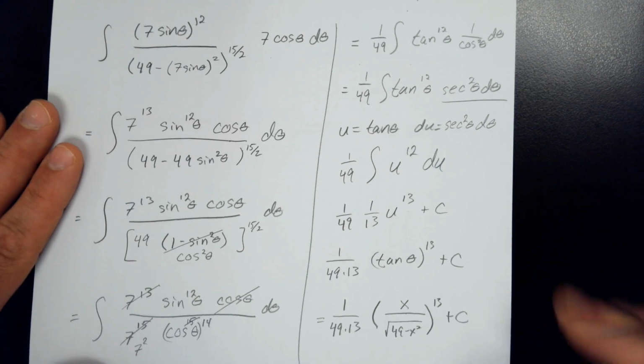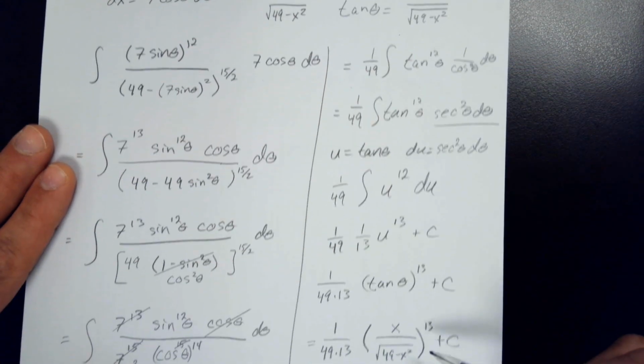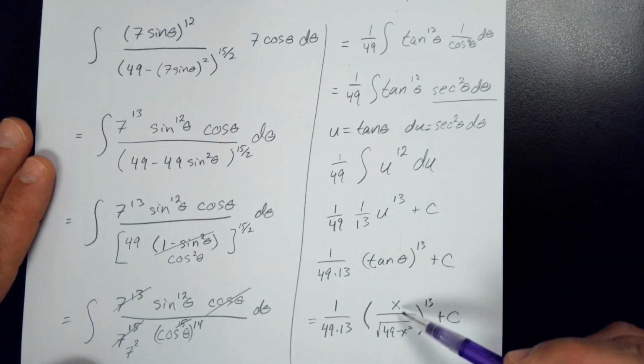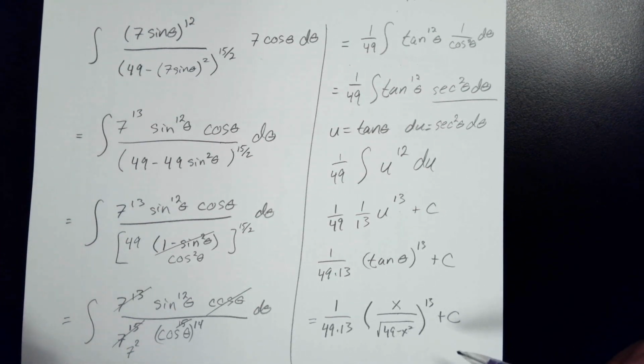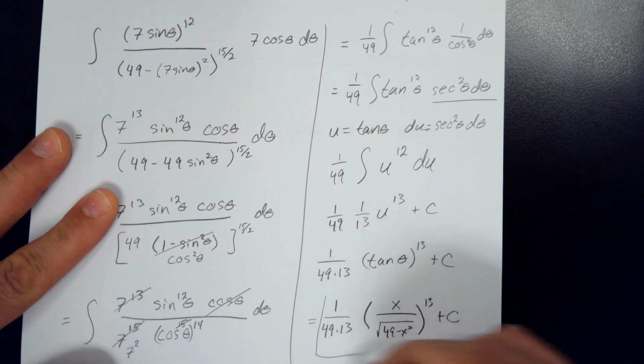That's what I get if I replace, sorry, I ran out of space, if I replace the tangent theta right here with x over the square root of 49 minus x squared. This is a fine answer. You could simplify it a little bit by making it x to the 13th over 49 minus x squared to the 13th over 2, but this is probably a fine way to write that answer.